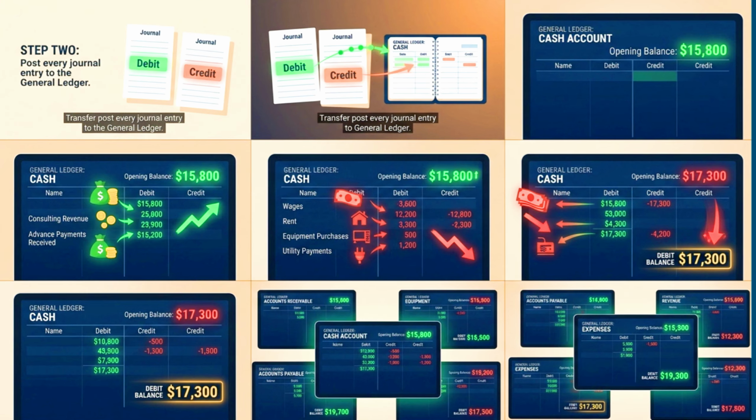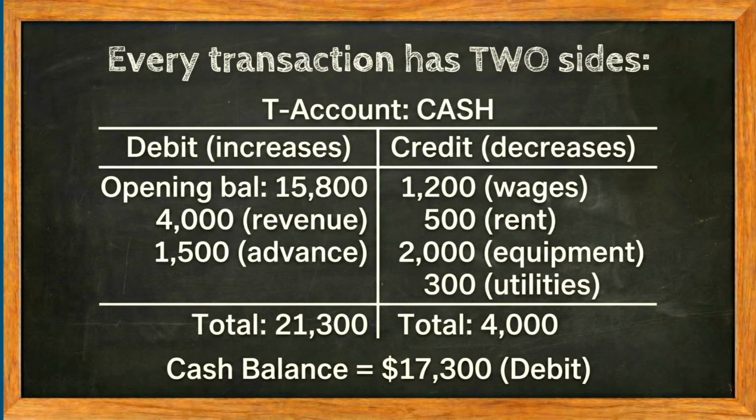As you can see on the screen, we start with an opening balance of $15,800. During the month, cash increases from consulting revenue and advance payments received from customers. At the same time, cash decreases because of wages, rent, equipment purchases, and utility payments. After adding all the debits and subtracting the credits, the cash account ends with a debit balance of $17,300. You will repeat this exact process for every account in the ledger.